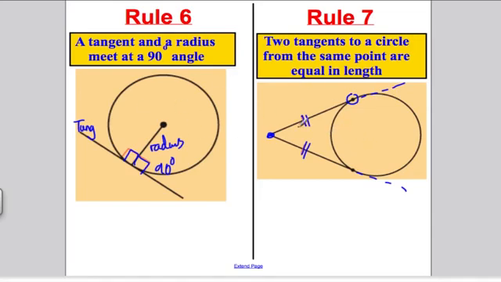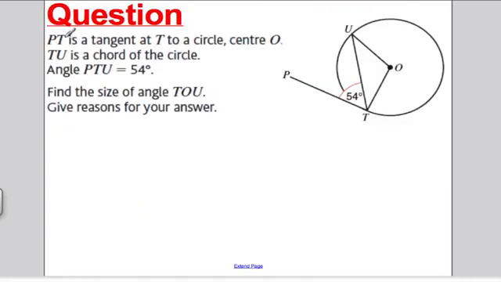Okay, these rules tend to come up in sort of mixed questions. So let's just have a go at a couple of questions and finish there. These are our last two rules. Let's take a look here. PT is a tangent to a circle centre O. TU is a chord. There's our chord. And angle PTU, P to T to U, is 54. Find the size of angle TOU, so this angle here.